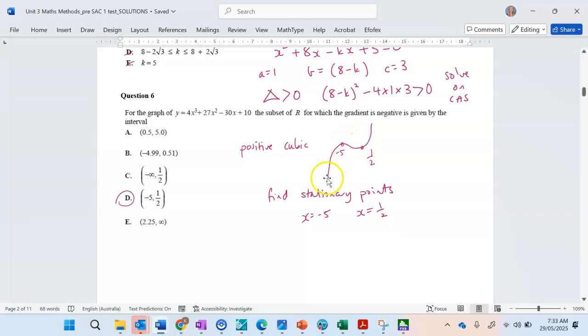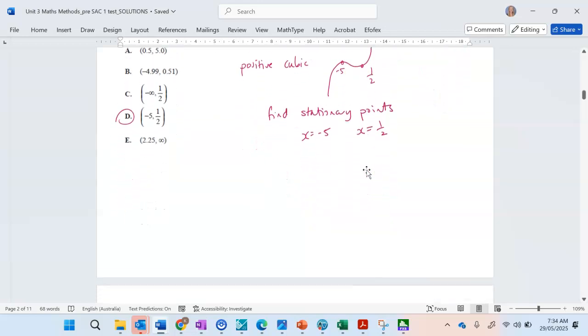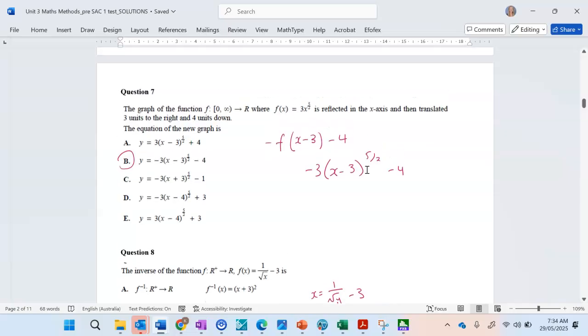So think about your little ant going up here, then it stops at your stationary point, then goes down, stops there and goes back up. You can sketch this on your calculator, very easy to sketch. Find these 2 points, which are x equals -5 and x equals 1/2. You don't have to do it by hand, but you do need to know what section is negative. So -5 to 1/2.